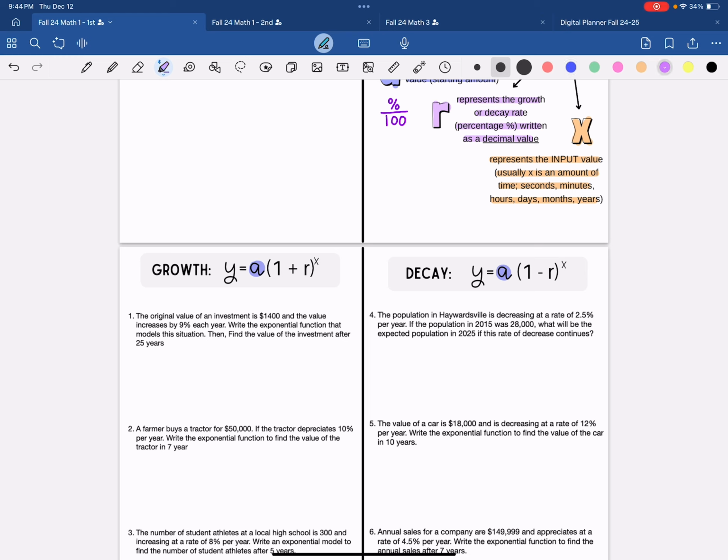We need to identify our rate. They're going to give us a percentage rate. Now remember that rate has to be divided by 100. And then we're going to figure out what we're going to substitute in, which is our X value.